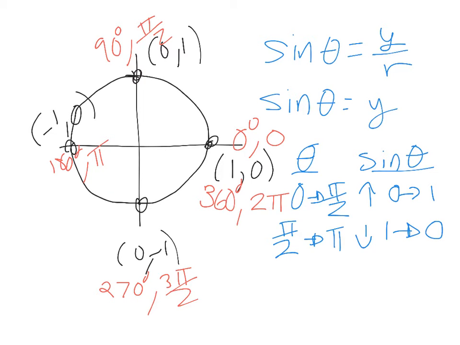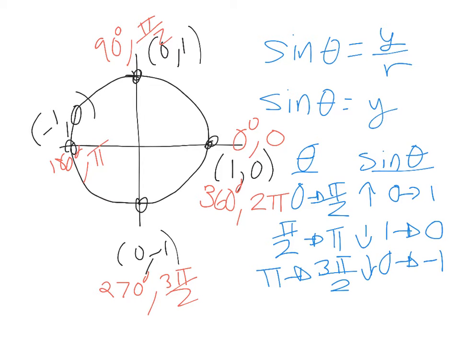Okay. Now let's go from pi, or 180, to 3 pi over 2, which is 270. Remember, at pi the y coordinate was 0, and it's going from 0 to eventually -1. So it's still decreasing. It's decreasing from 0 to -1.